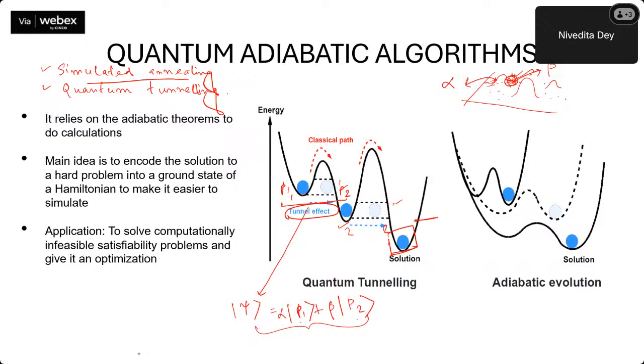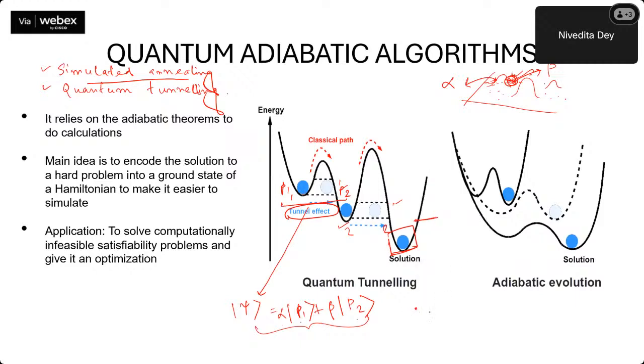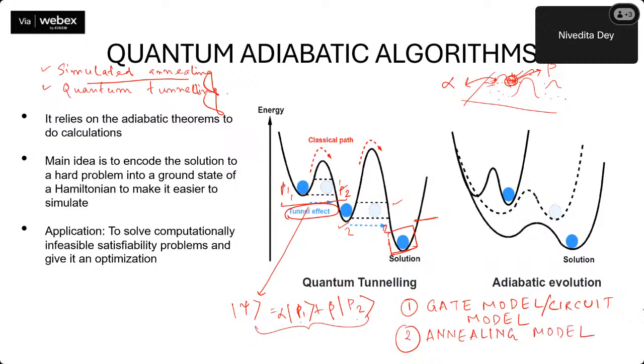So I'm just writing 2 points here. Just remember, we have two models of computation. The first model is called the gate model of computation, or it is also called the circuit model of computation. And another one is the annealing model, or adiabatic model of computation. The annealing model and the gate model are completely different.